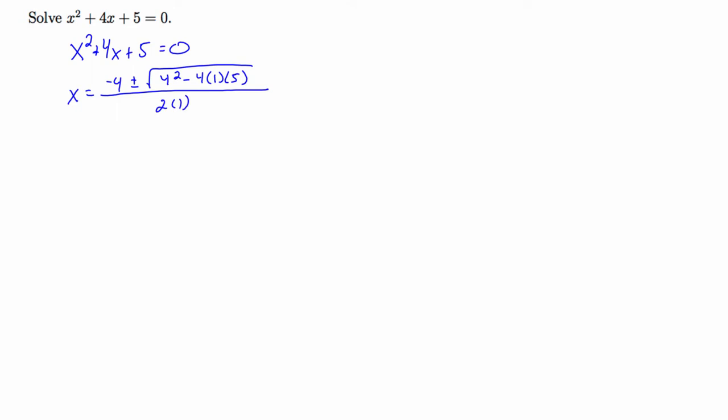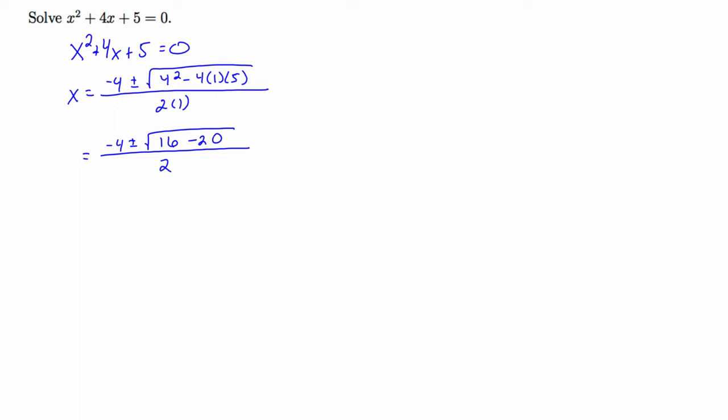To simplify this, we first need to clean up underneath the radical and multiply in the denominator. So underneath the radical, 4 squared will be 16, and negative 4 times 1 times 5 will be negative 20. So we'll have 16 minus 20 under the radical. In the denominator, 2 times 1 is 2.